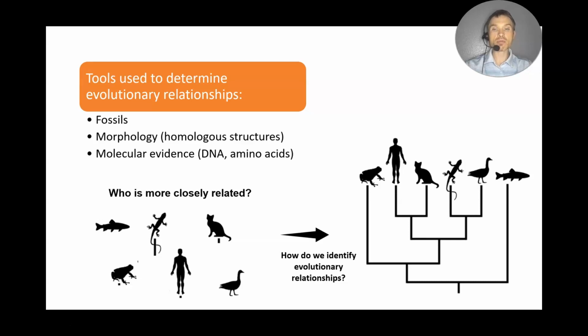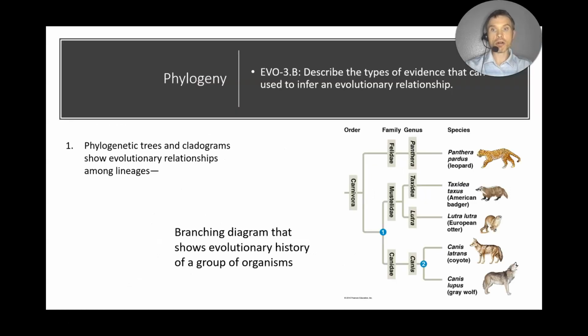So who is more closely related? We take this collection of species there on the left, and based upon these criteria, we are able to rearrange them in this phylogenetic tree shown on the right-hand side. So how do we do this? Well, to begin with, phylogenetic trees or cladograms show evolutionary relationships among lineages. On the right-hand side there, you see a phylogenetic tree. This is a branching diagram that shows the evolutionary history of a group of organisms.